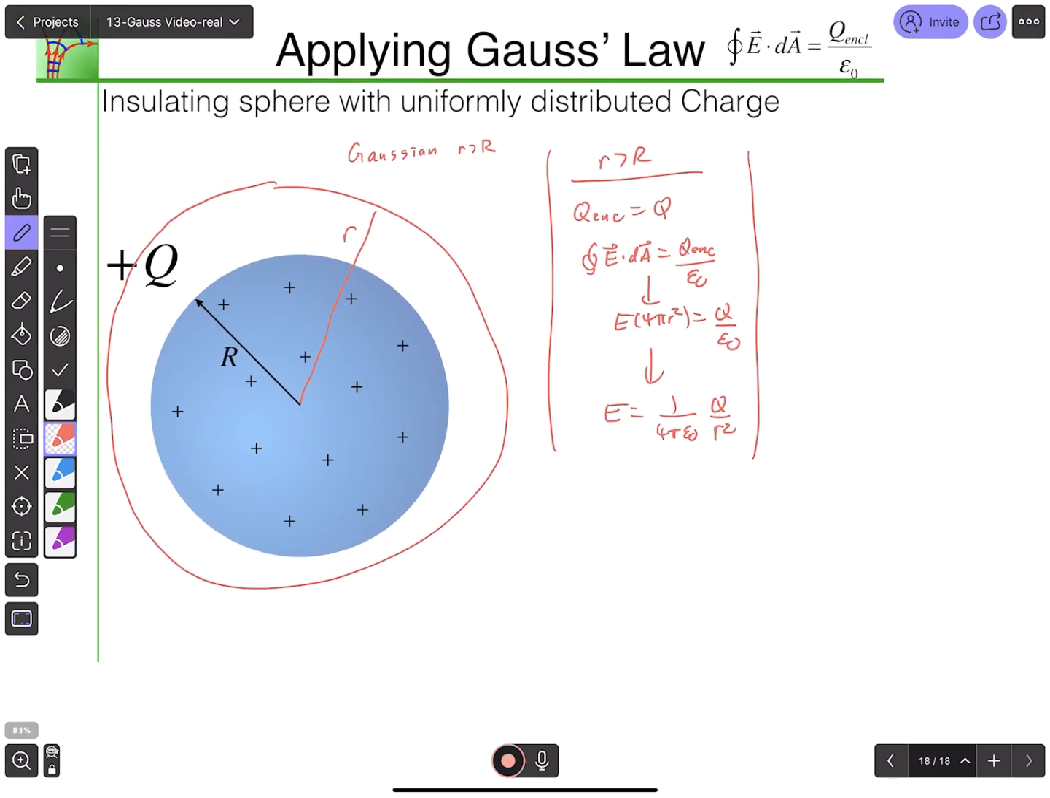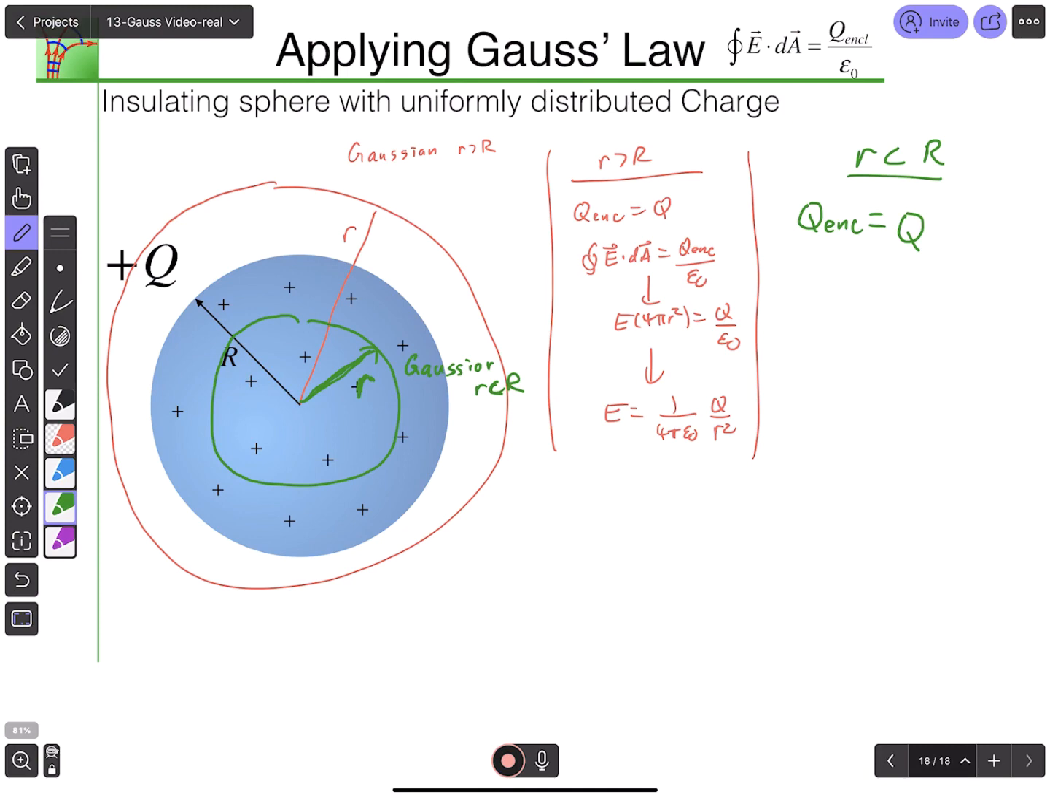But now, when we want to look at inside, it's a little bit trickier. Here's my Gaussian for r inside, the Gaussian for r less than R. That's trickier because for Q enclosed, we're only enclosing a fraction of it. When we're outside, we're enclosing all the charge Q, but here we're only enclosing some of it. You can try to think about how to calculate the enclosed charge, pause it and figure it out for yourself if you can, but I'll show you my resolution.